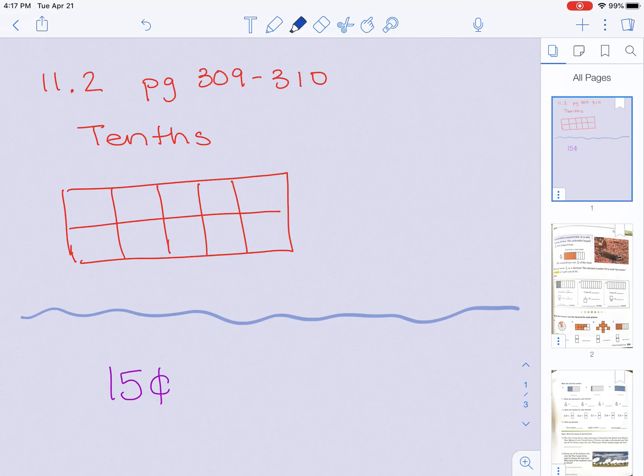This is 11.2, but before we turn to pages 309, 310, let's do a little quick review on decimals. So we're doing decimals, but let's look back at them as a fraction. We're doing tenths today, not tens, not 5, 10, 15, 20, but tenths. So 1/10 of a whole. So 1/10 we know of a whole.